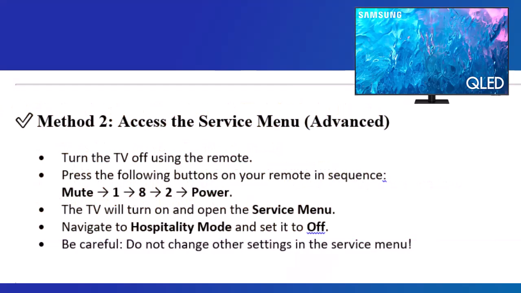Step 2. Access the service menu, Advanced. Turn the TV off using the remote. Press the following buttons on your remote in sequence. Mute, 1, 8, 2, Power. The TV will turn on and open the service menu. Navigate to hospitality mode and set it to off. Be careful. Do not change other settings in the service menu.